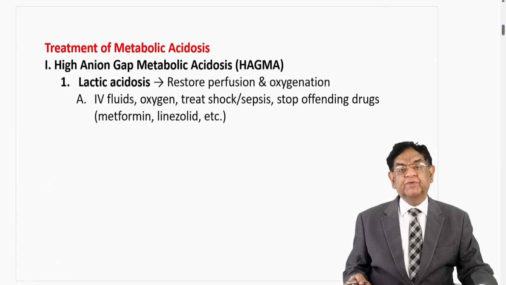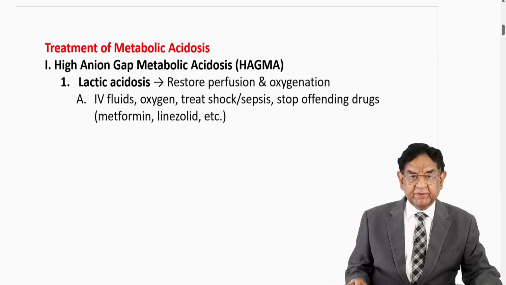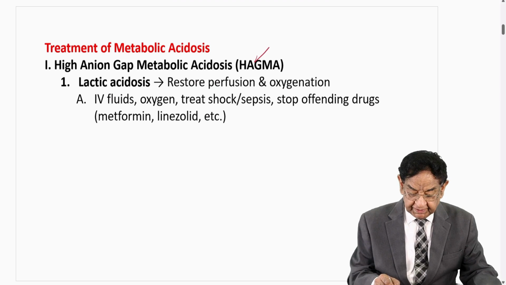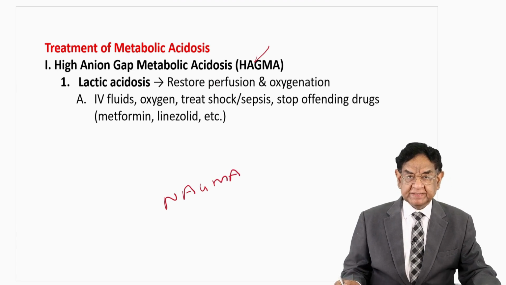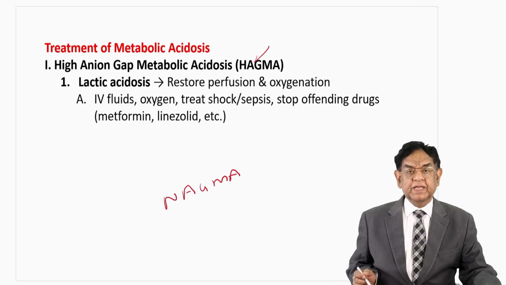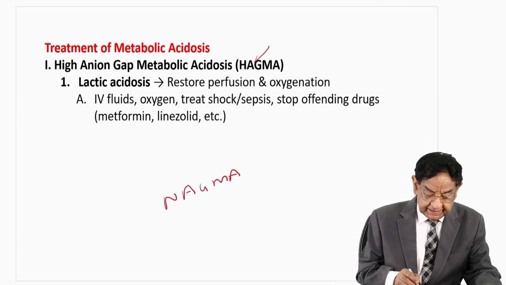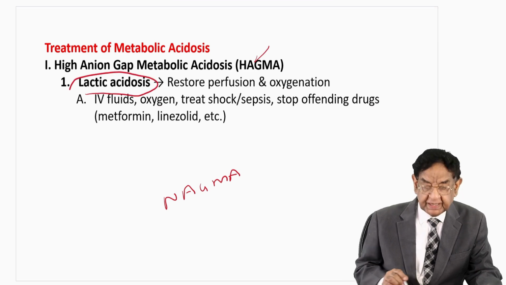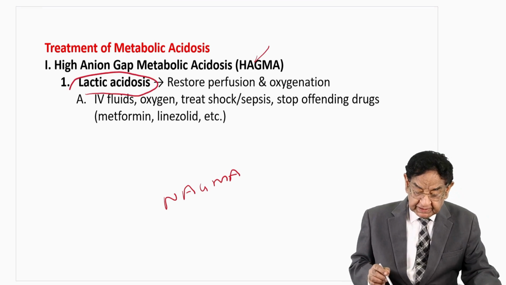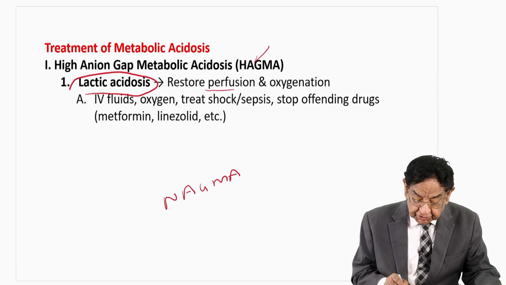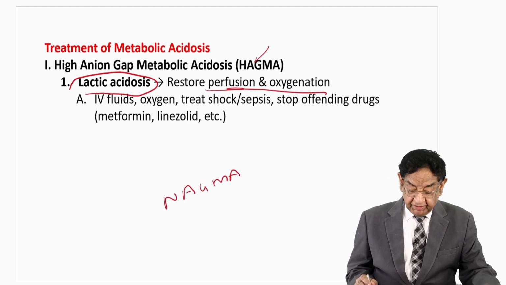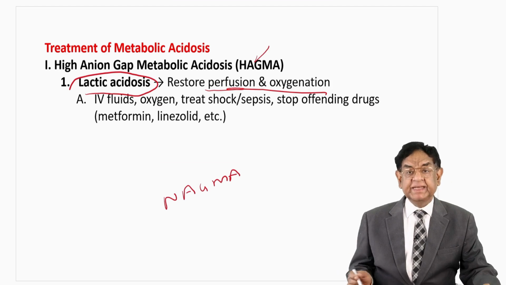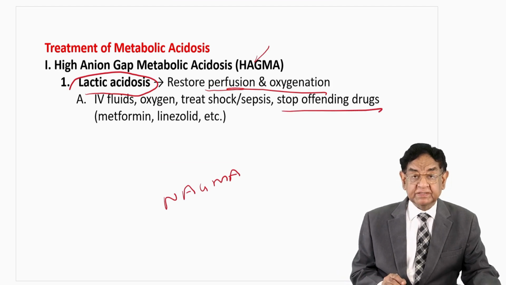So, we also know that we have two major types of metabolic acidosis. One is HAGMA and the other one is NAGMA, that is normal anion-gap metabolic acidosis. So the important cause of HAGMA is lactic acidosis. How to treat? Our main aim is to restore perfusion and oxygenation. And of course, like any other condition, stop the offending drugs.